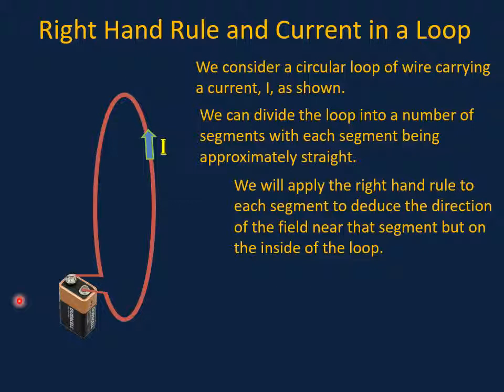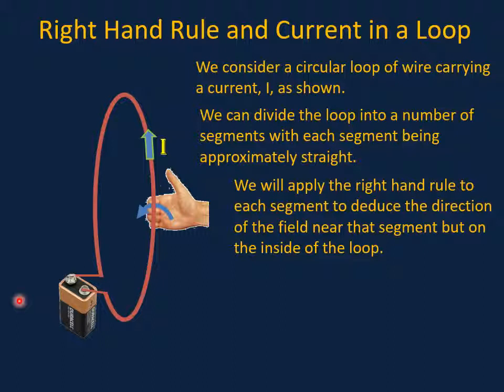We will apply the right-hand rule separately to each segment and deduce the direction of the field near that segment, but on the inside of the loop. For example, let's start with the first one. So in this picture, you can see that the fingers are curling in such a way that they indicate the magnetic field curling around the conductor, that part of the segment. The thumb points towards the current.